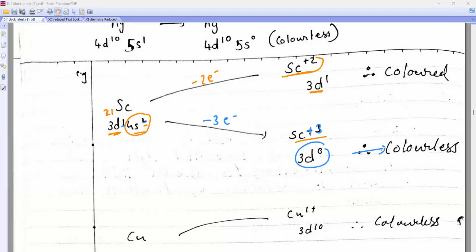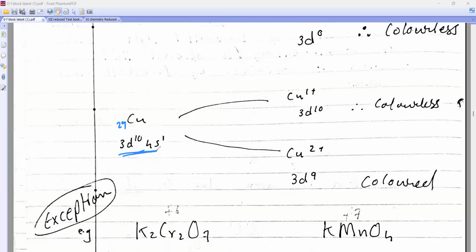Easy. Now I'll give you one more example. I'm giving you copper 1+ and copper 2+. This is cuprous and this is cupric. Copper is 3d10 4s1, right? So if it is Cu 1+, then what will happen? Tell me, how many electrons will it lose?